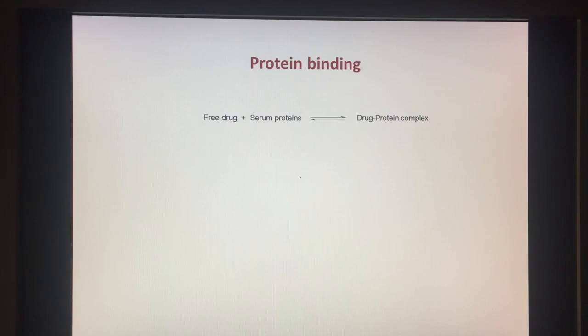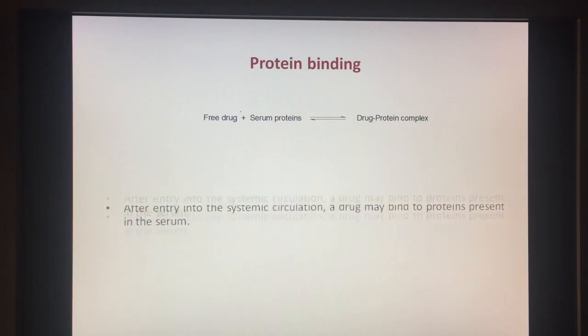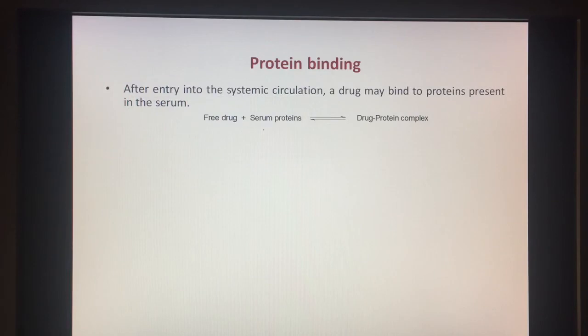Now protein binding can be understood by this equation. There is a free drug. It combines with the proteins that are present in the serum and forms a drug protein complex. Once a drug enters the systemic circulation, it may bind to proteins in the serum and thus form a drug protein complex.